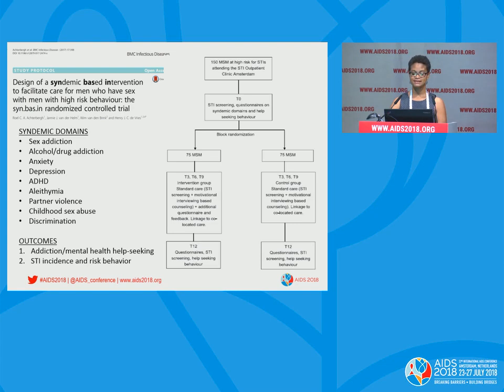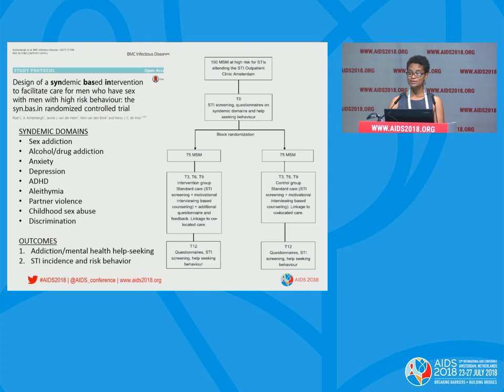And you can see the domains listed there include addiction, anxiety and depression. I had to look up alexithymia. I didn't know what that is. It's apparently a personality trait that doesn't allow you to understand your own emotions. I learned something new. Partner violence, childhood sexual abuse, and discrimination. And then the outcomes that they were looking at is whether the participants sought help for their addiction or mental health problem, and the secondary outcomes were STI incidence and risk behavior.